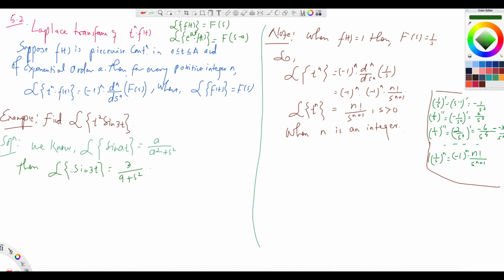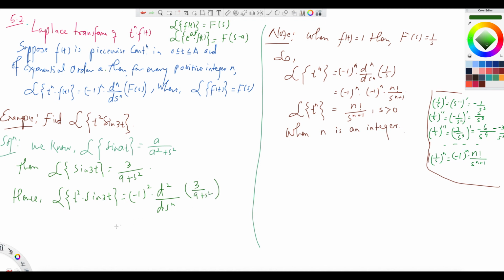So similarly, if you multiply this by t squared, hence the Laplace transform of t squared times sine 3t equals what? So it will be (-1) to the n, which is 2, right? And then you take the second derivative, d^2 over ds^2, of the Laplace transform of the original function sine 3t, so 3 over 9 plus s squared.